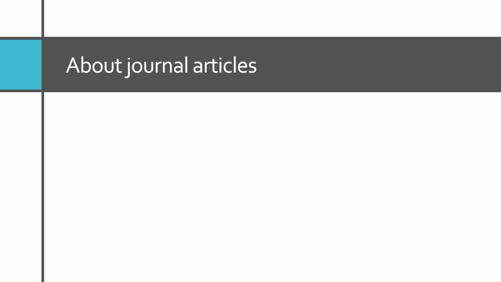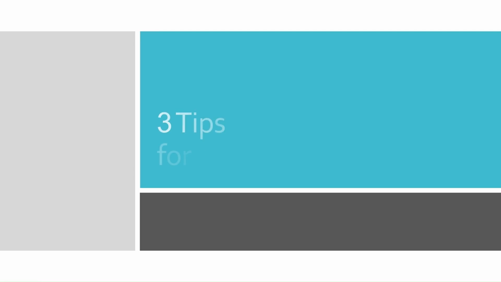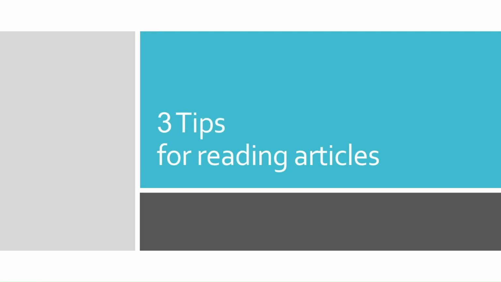As students, you may need to read journal articles to learn more about current research in your area of study, but it's worth keeping in mind that you are not the main audience. Journal articles are typically written by academics or researchers in a specific field for other experts in the same field. This means that first, you are not expected to understand every word of an article, and second, you don't have to read every word. So here are my top 3 tips for reading journal articles.